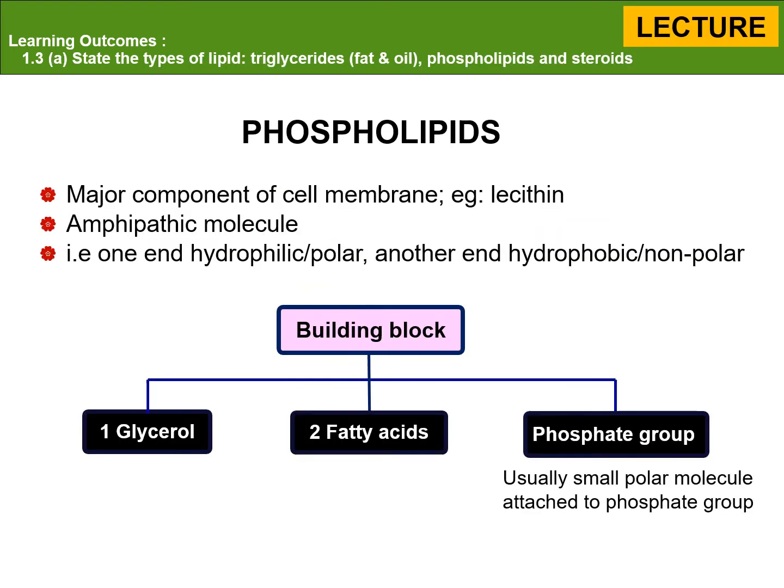The second type of lipid is phospholipids. It is a major component of the cell membrane, example lecithin. It is an amphipathic molecule, meaning it has a hydrophilic and a hydrophobic end, or it has a polar and a non-polar end. The building block or the basic unit of phospholipids consists of one molecule of glycerol, 2 fatty acids, and 1 phosphate group. Usually, a small polar molecule is attached to the phosphate group.